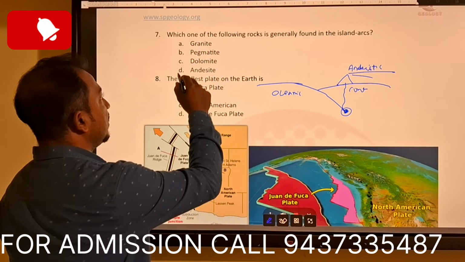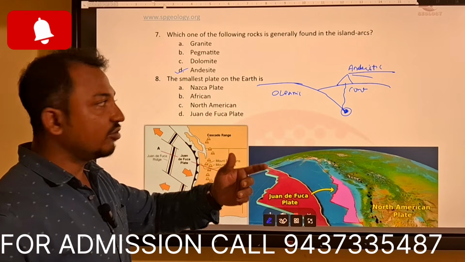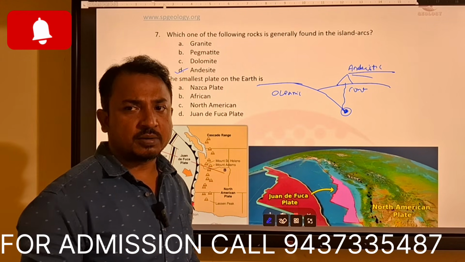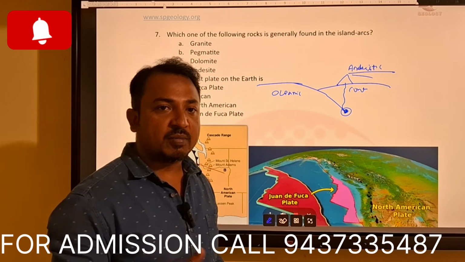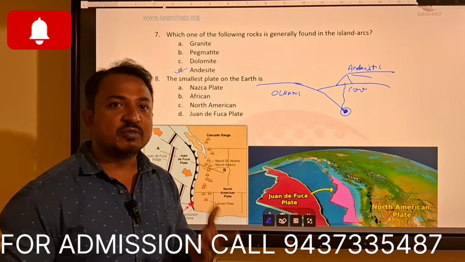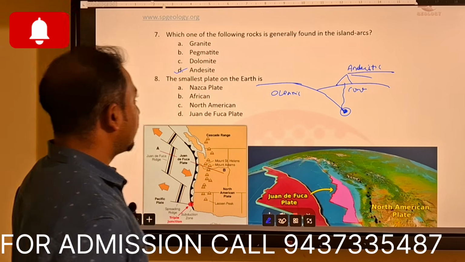So that's why the answer will be andesite, because granite is characteristic of your continental crust only. Then pegmatite is a rock that is produced from magma. When magma is highly enriched in its H2O content, that produces pegmatite, which is characterized by very coarse grain. Dolomite is a sedimentary rock.